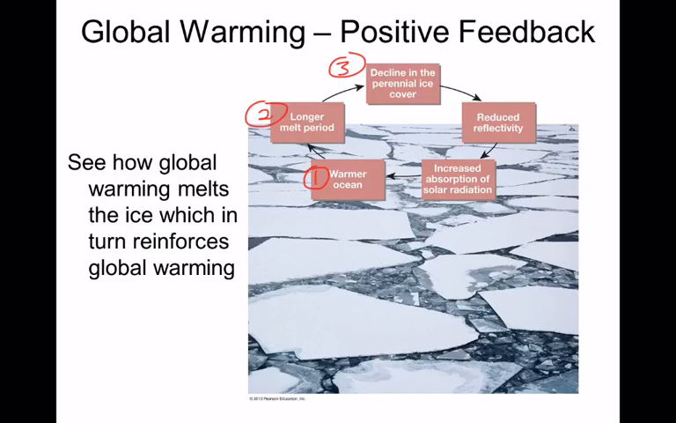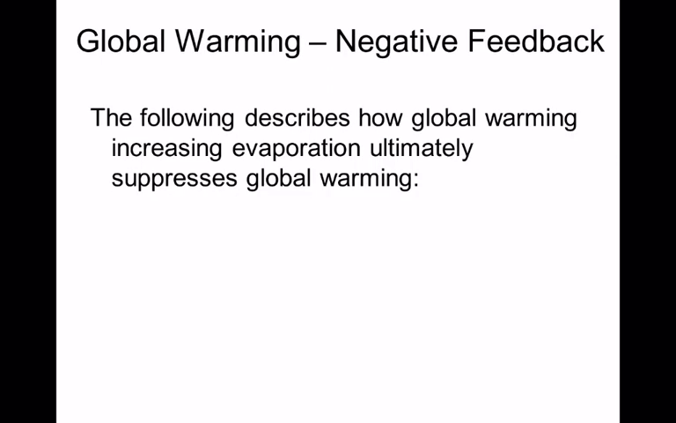With less ice, we have, the ice is good at reflecting solar radiation. So your albedo changes. With less reflectivity, it actually goes ahead and absorbs more. And if it absorbs more, then your oceans get warmer. So this was A and all these were B, and it reinforces what you started with. So that's a positive feedback mechanism. It doesn't mean it was good, it just means it reinforces it.